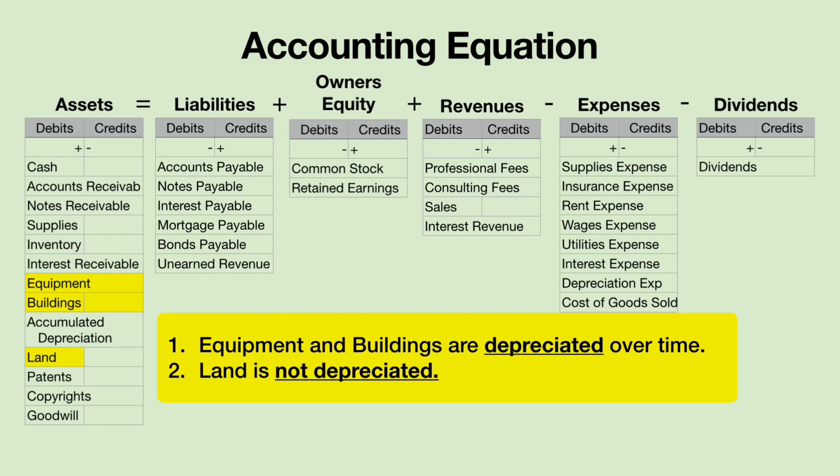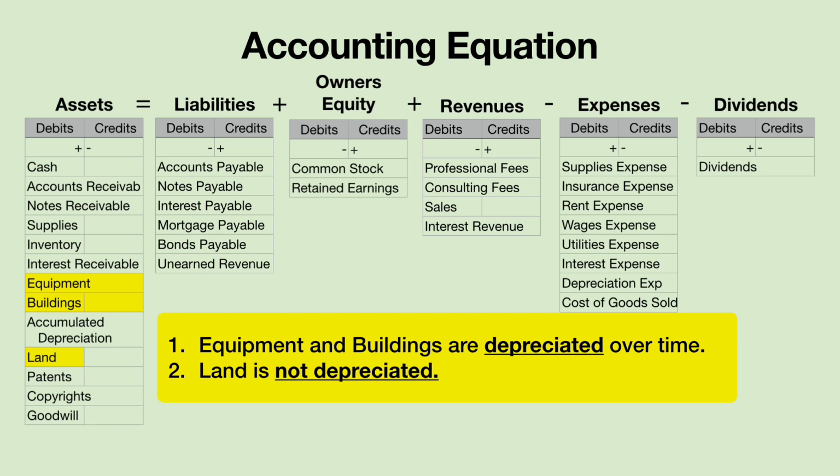Equipment, buildings, land, these are examples of long-term assets. We call an asset long-term if we intend to use that asset longer than 1 year into the future. So if you buy a new truck and you're going to be using that longer than 12 months, that would be categorized as a long-term. And all of our long-term assets are depreciated, except for land.